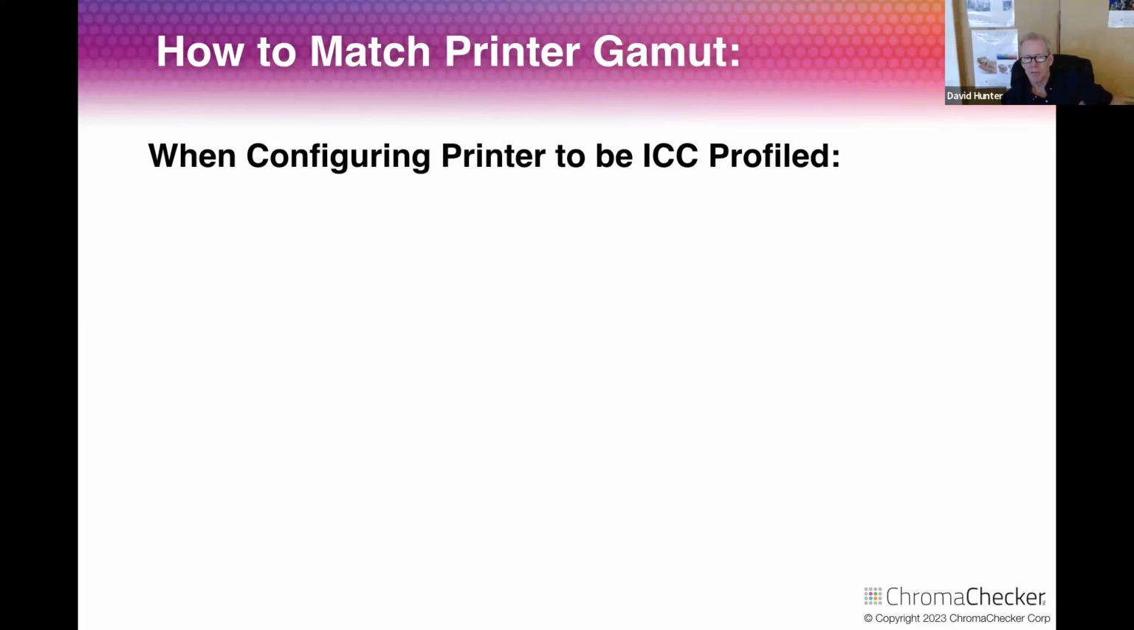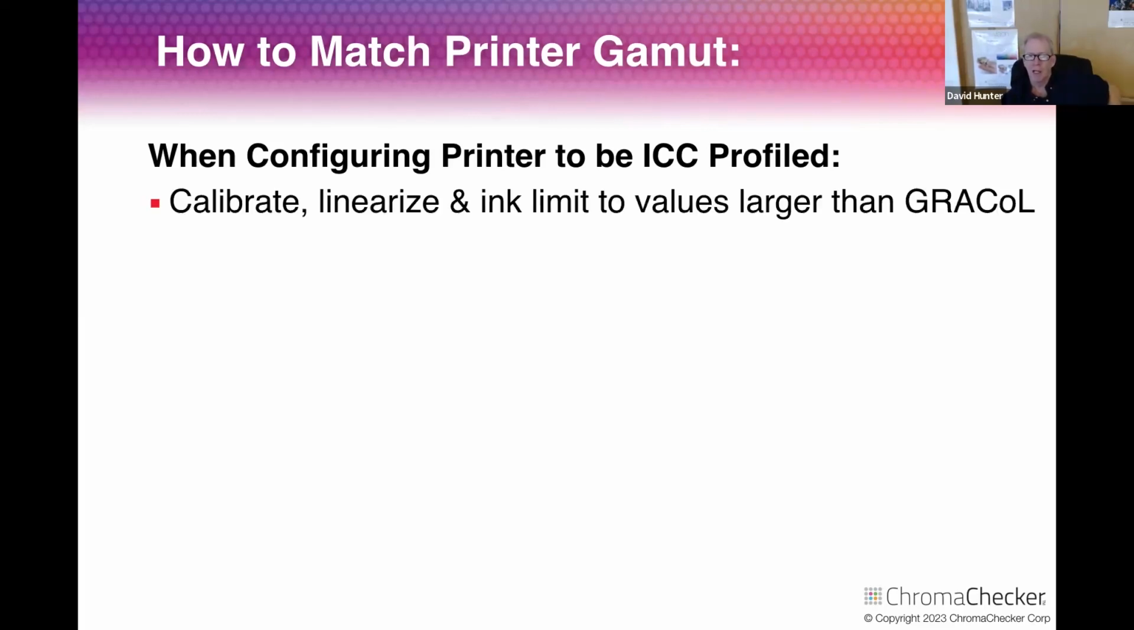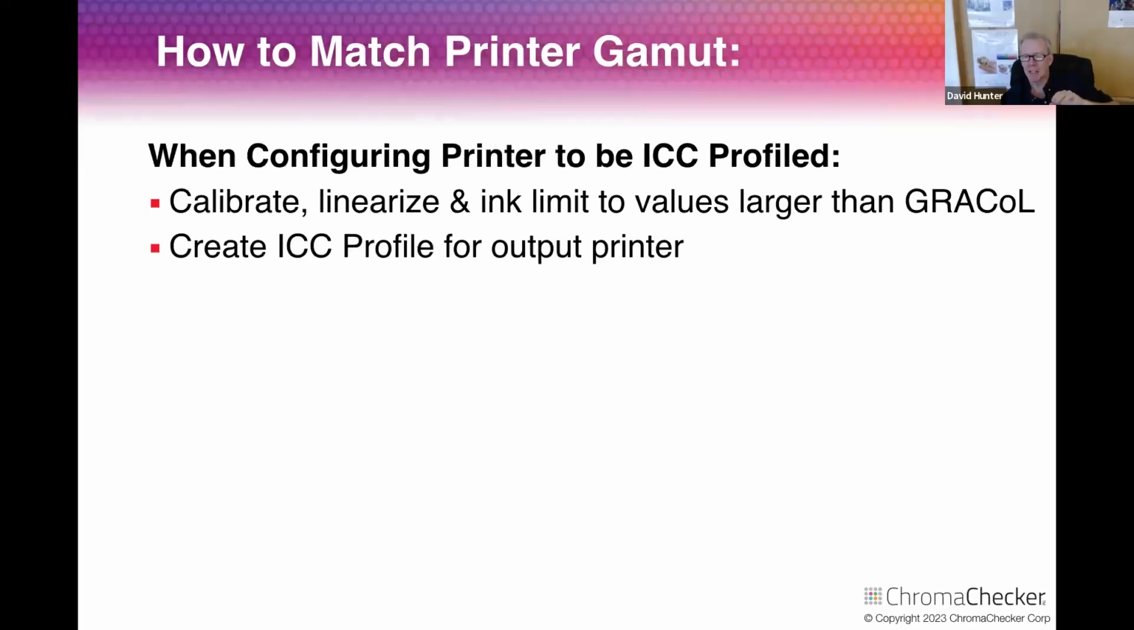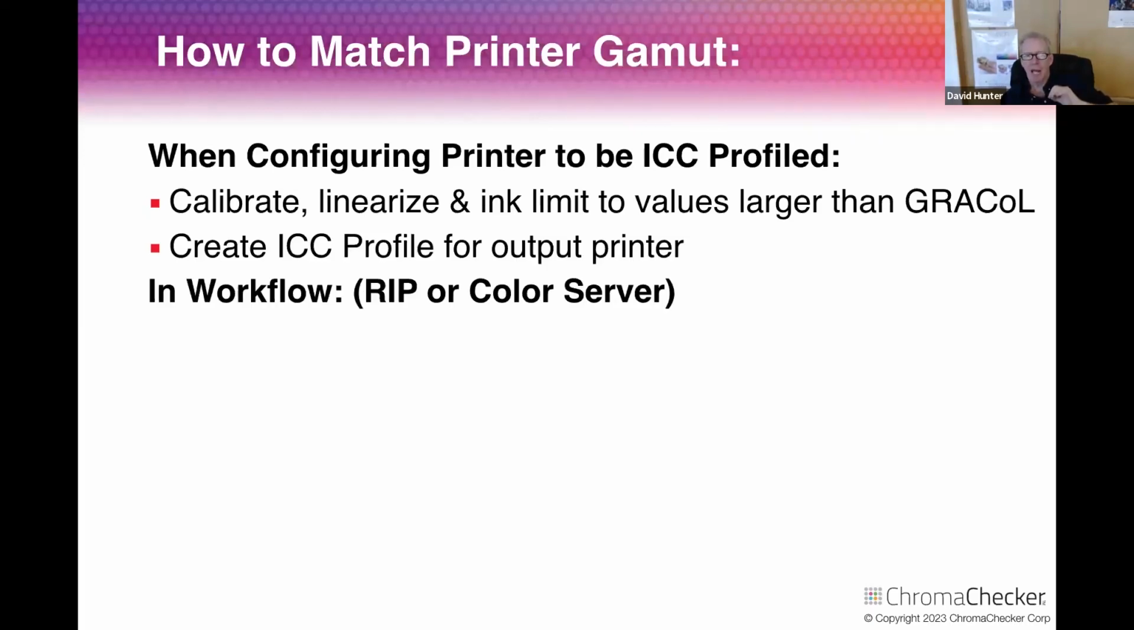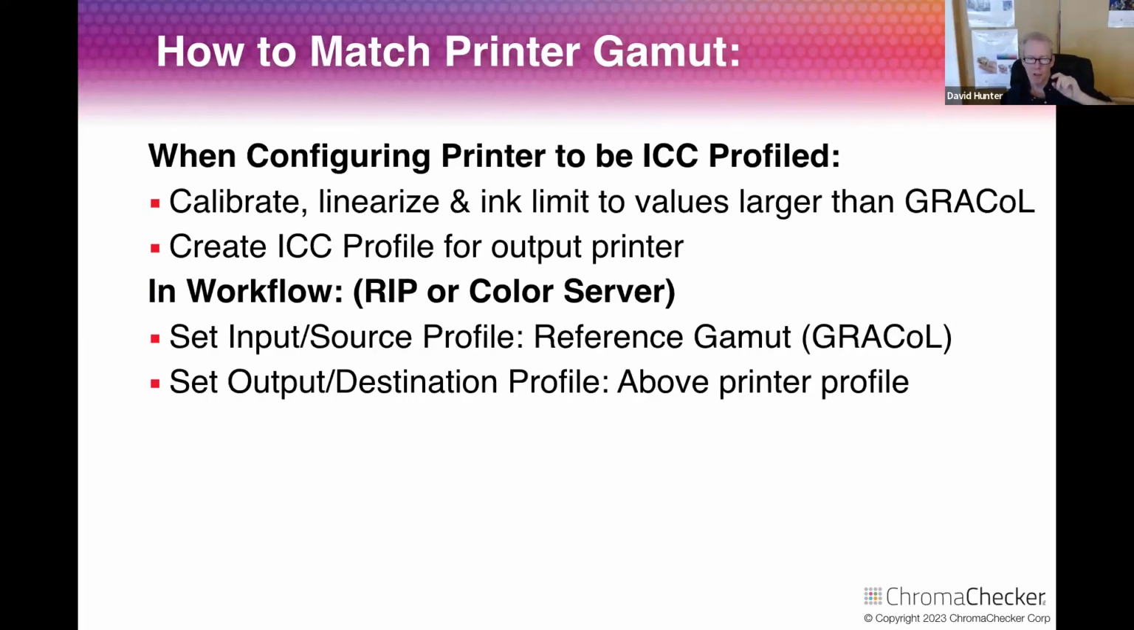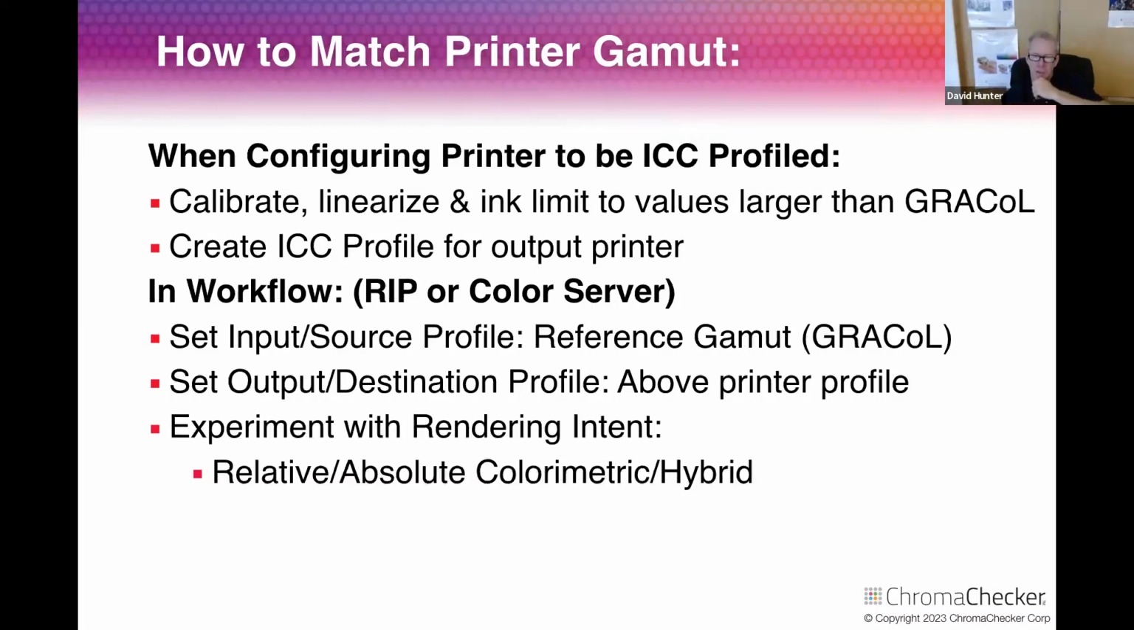So how do you configure the printer to be profiled? Again, you make sure the printer is stable, you calibrate, you linearize, and you ink limit to values just bigger than your target gamut, like Grackle. You don't want to overdo it. Then you create a profile, and then in the workflow, you apply your reference profile of your source of reference that you want to match. You apply the destination profile of the given printer and substrate that you're printing to. And then this is where you'll experiment with the rendering intents.